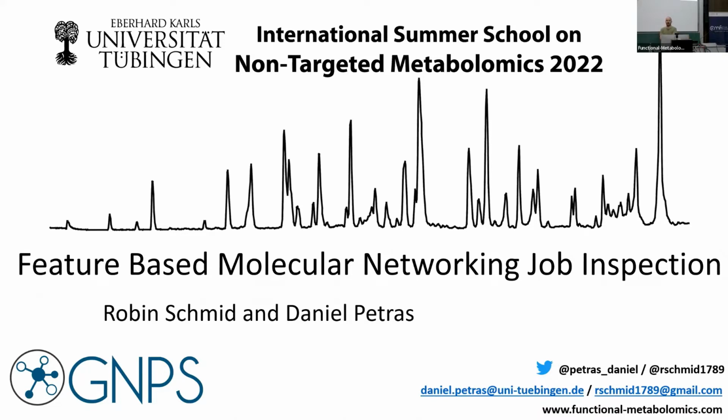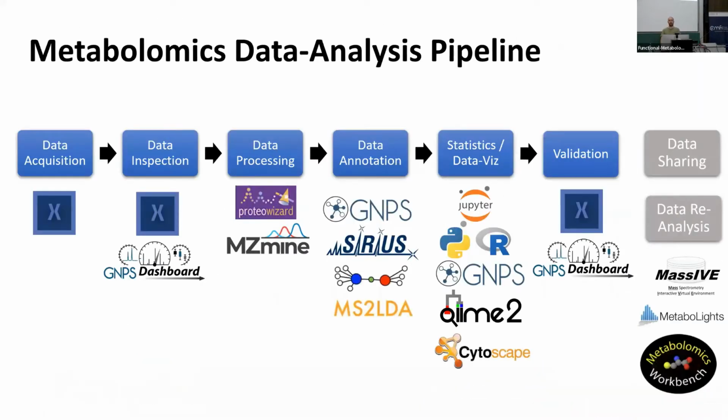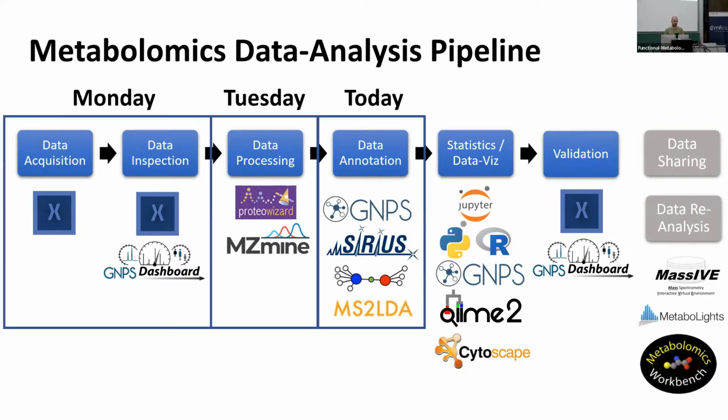So this morning, we want to start with the feature-based molecular networking job submission. Robin and I are going to walk you through that. But before we do so, we want to reiterate this pipeline we tried to introduce to you this week. And as I pointed out a couple of times yesterday, and as Robin and Stefan showed you, a very essential part of this pipeline is the data processing, besides acquisition, of course, what we did on Monday.